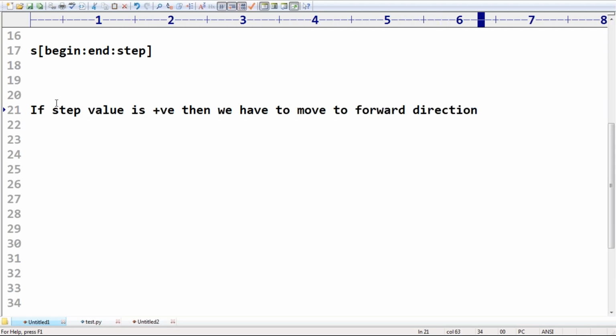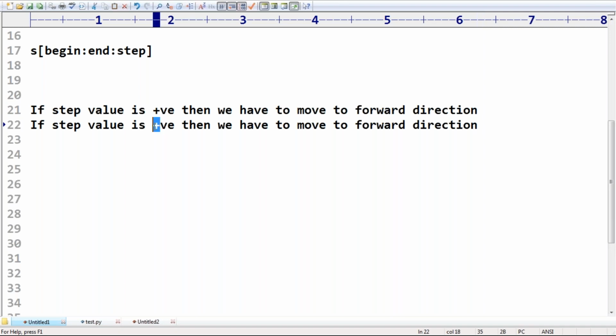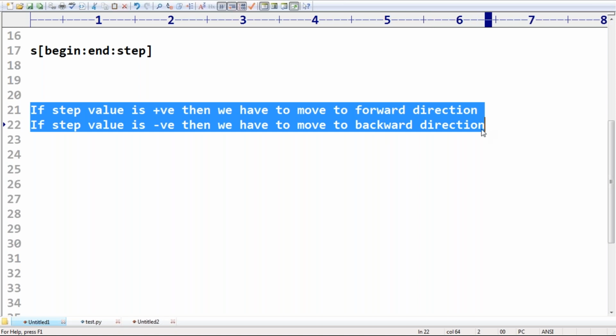Remember that if the step value is positive, we have to move to the forward direction. If the step value is negative, then we have to move to the backward direction. So if step value is positive, we move forward. If step value is negative, we require to move backward. Is any explanation required? Are you in a position to understand this?